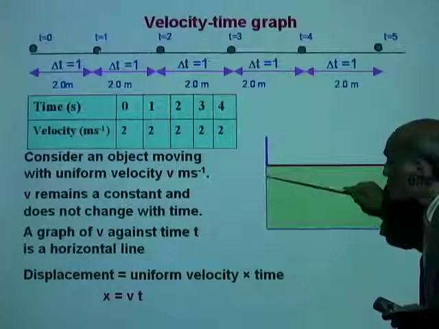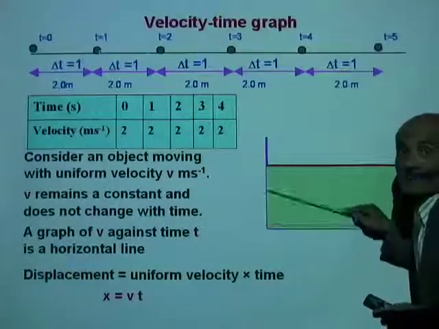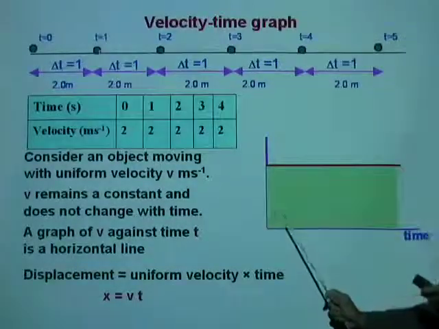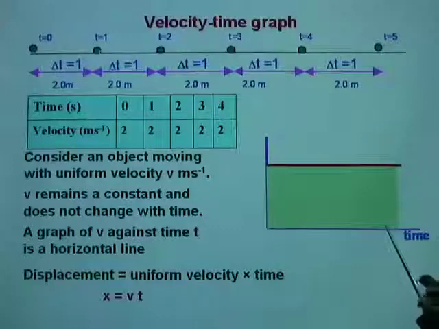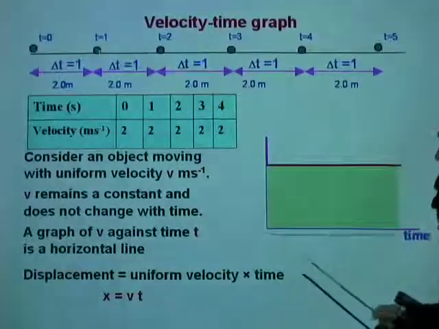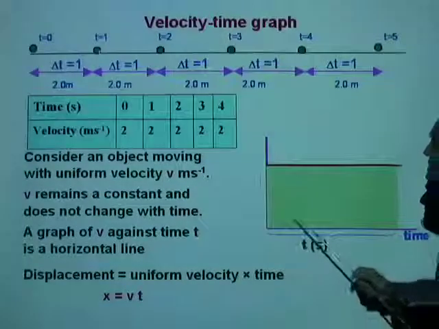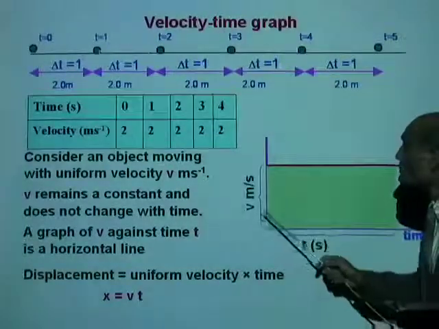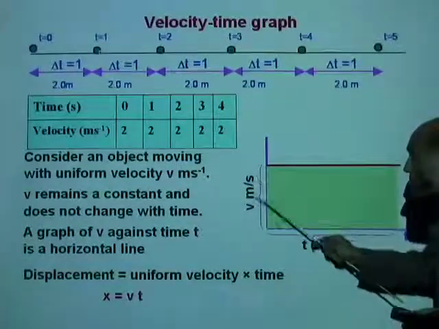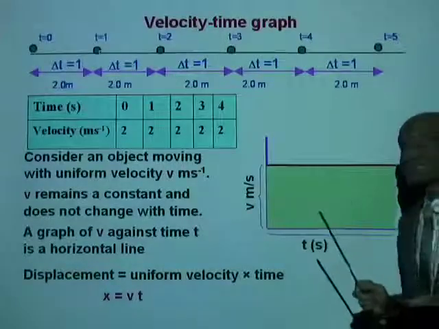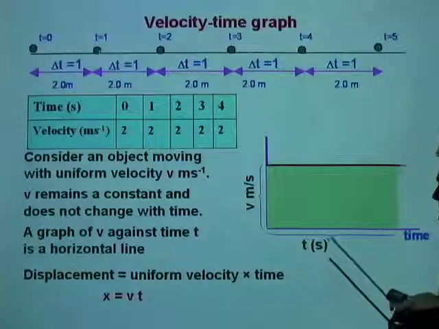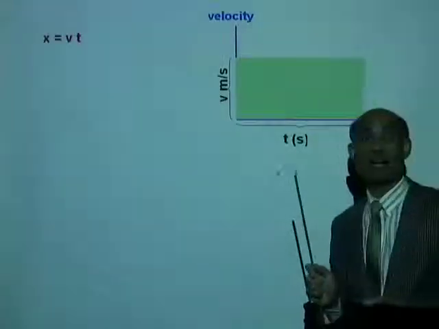Now, what does this distance represent? This is a measure of the uniform velocity v. What does the length of the rectangle represent? The length represents the time t. That means if the length is t seconds and the width of the rectangle is v meters per second, what does v meters per second multiplied by t seconds represent? What is v multiplied by t? Let's do it in the next slide.